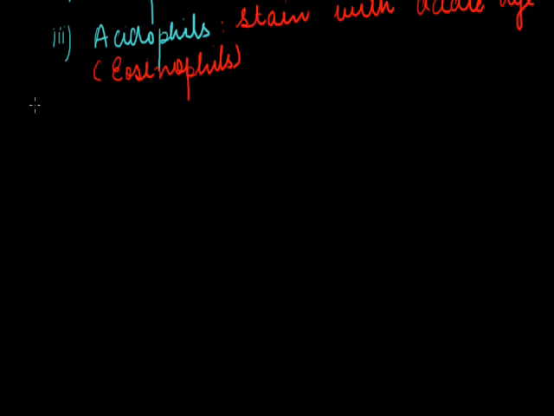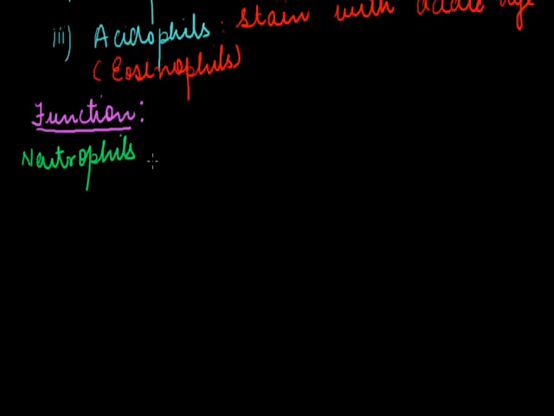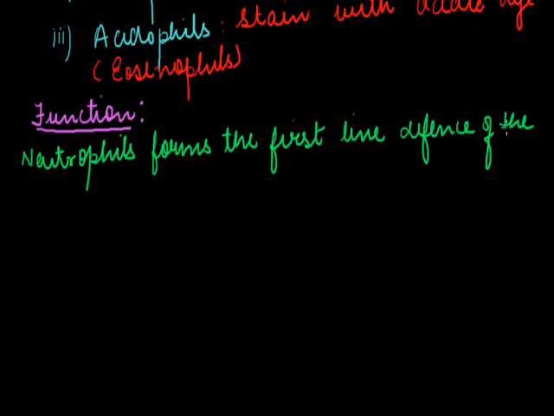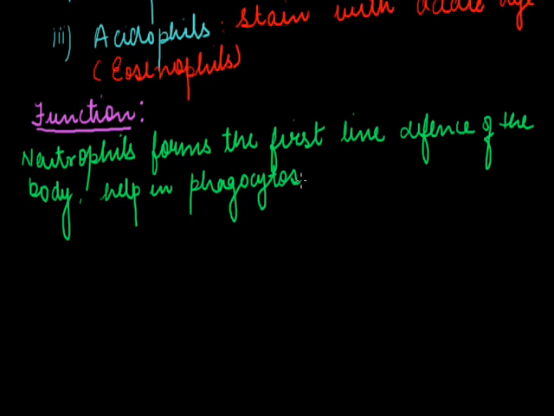Coming on to their functions in brief. Neutrophils form the first line defense of the body. The basic function of neutrophil is phagocytosis. Whenever an infection is there, it is the neutrophil which reacts first with the antigen, and their basic function is phagocytosis.